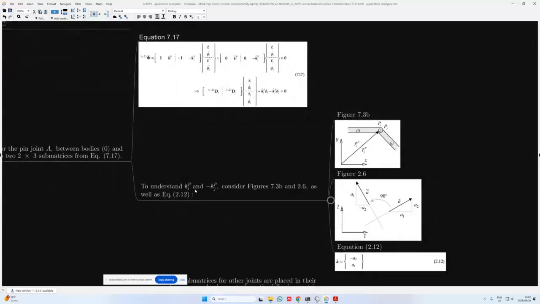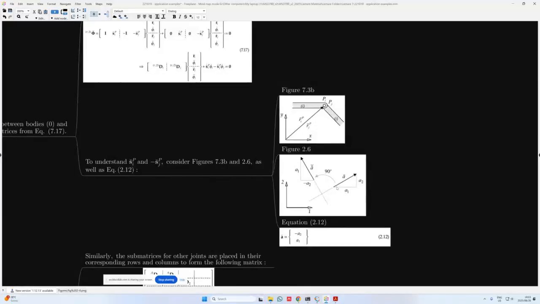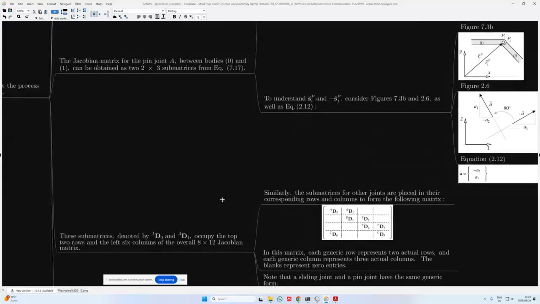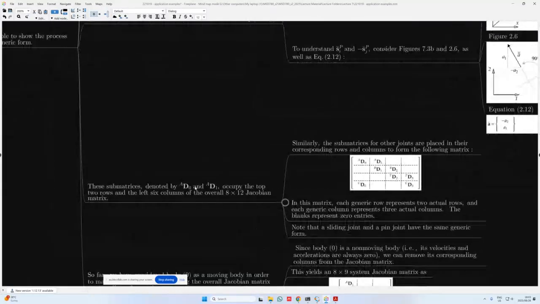Once again, just to understand, if we talk about SIP and minus SJP with this little concave sign above it, it means that we're talking about the rotated vector. And we discussed this in one of our previous lectures as well. If we have some vector A and we rotate it 90 degrees counterclockwise, we end up with A rotated and its new components as well. And this is then applied to the Jacobian matrices as well. Now, these submatrices, denoted by D0A and D1A, occupy the top 2 rows and the left 6 columns of the overall 8 by 12 Jacobian matrix.